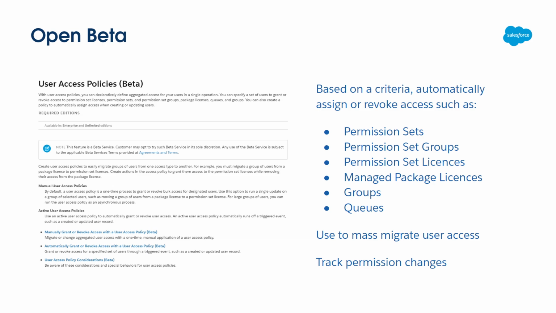That will help us automate this process, which is great because they can grant and revoke access. We can use the tool to mass migrate user access. So again, as you're transitioning, this will help you. And you can use it to track permission changes. You really have a good idea of why someone's access has changed and how.